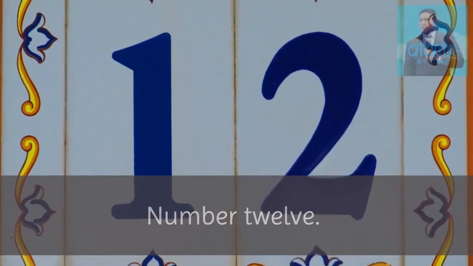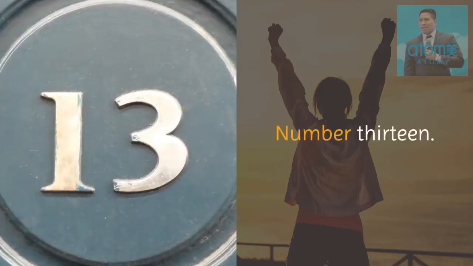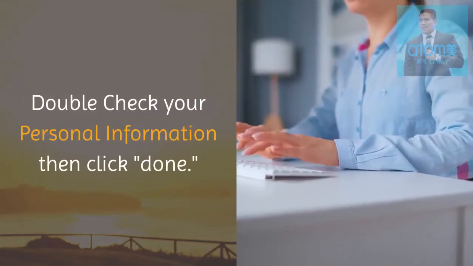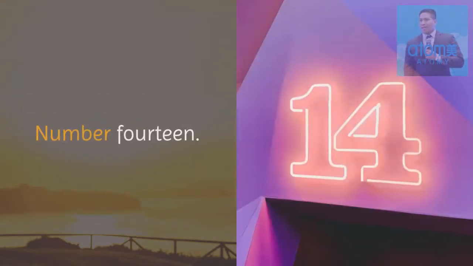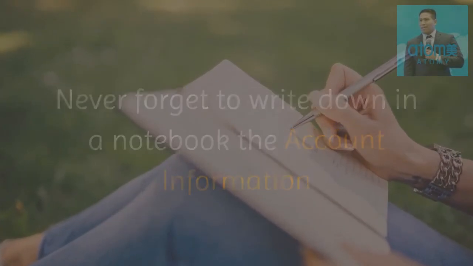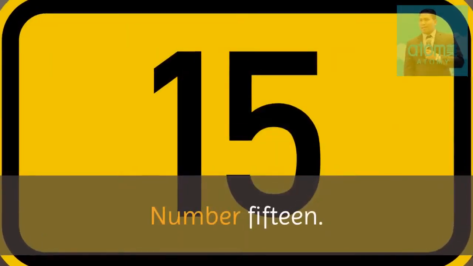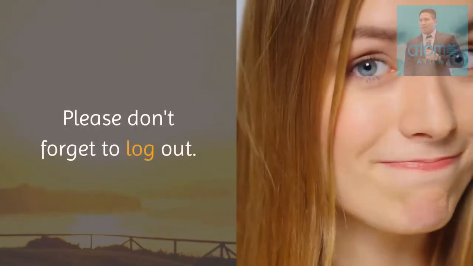Number 12. Select which center is near you, then hit the button next. Number 13. Double check your personal information, then click done. Number 14. Never forget to write down in a notebook the account information, which is your global Atomy identification, and your password, which is located at the bottom of the online form. Number 15. Please don't forget to log out.